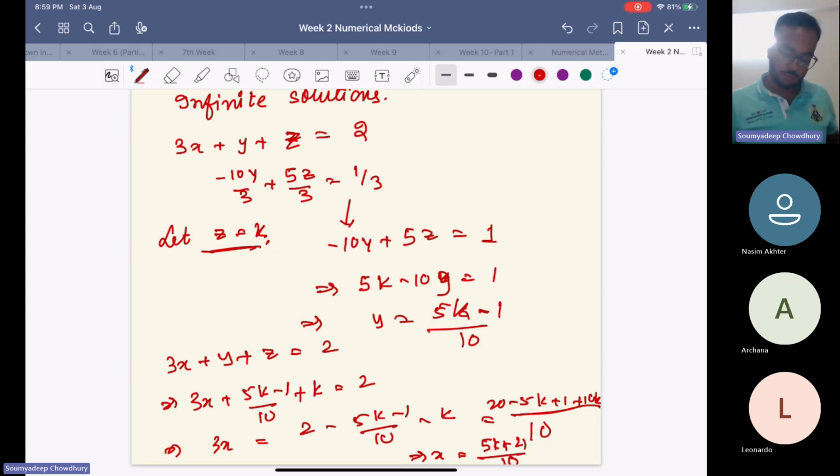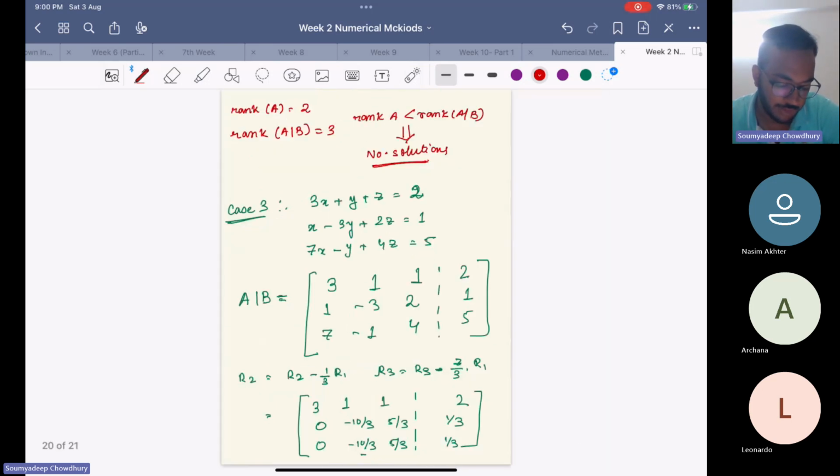So if I substitute k as anything, we can take k as 1, 2, 3, 1.5, 2.5. So we'll get sets of values of x, y, and z. So there are an infinite number of solutions because x and y are dependent on a constant value k, that is the value of z here. That's why we are having an infinite number of solutions here.